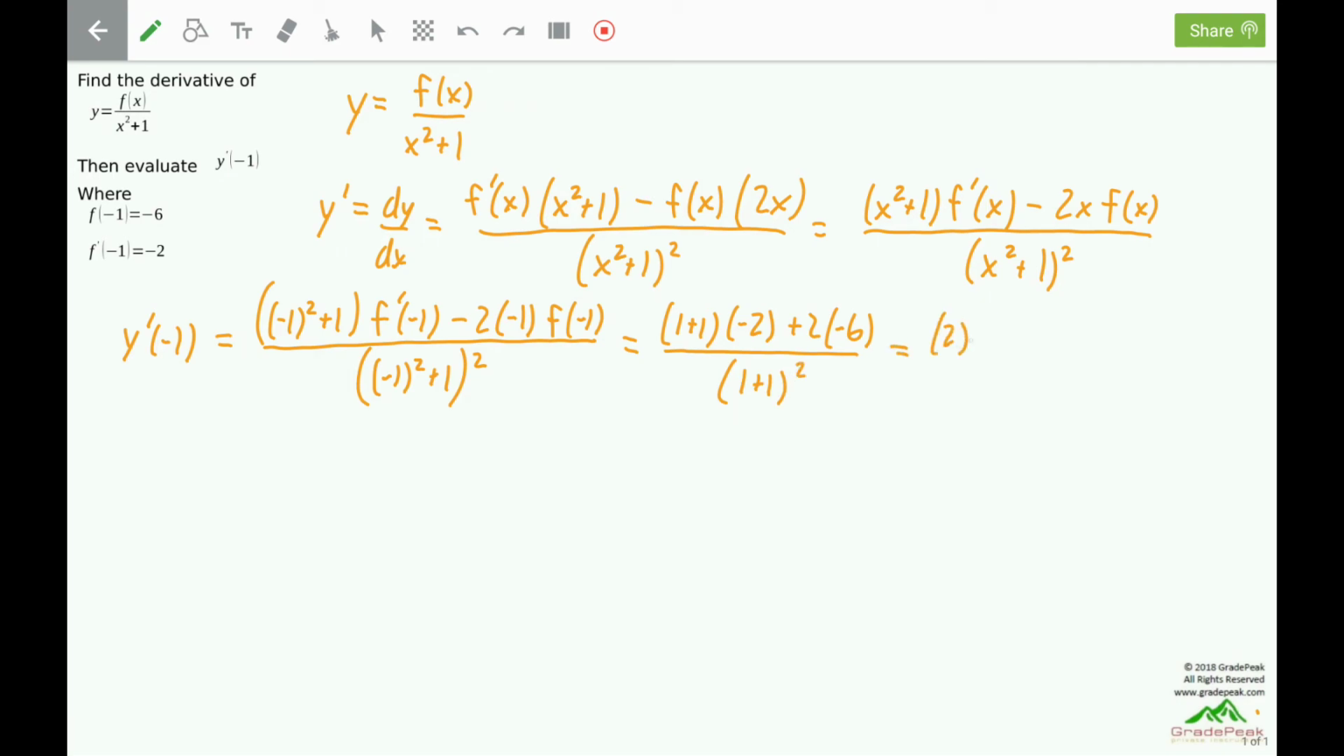So in the numerator, 1 plus 1 is 2 times a negative 2, plus 2 times a negative 6, which is a negative 12, and then all over 1 plus 1, which is 2, squared. So y prime of negative 1 will equal, in the numerator, 2 times negative 2, that's a negative 4, minus 12, divided by 2 squared, which is a 4. So minus 4 minus 12, negative 16 divided by 4. We can reduce this by 4, and that will give us negative 4.